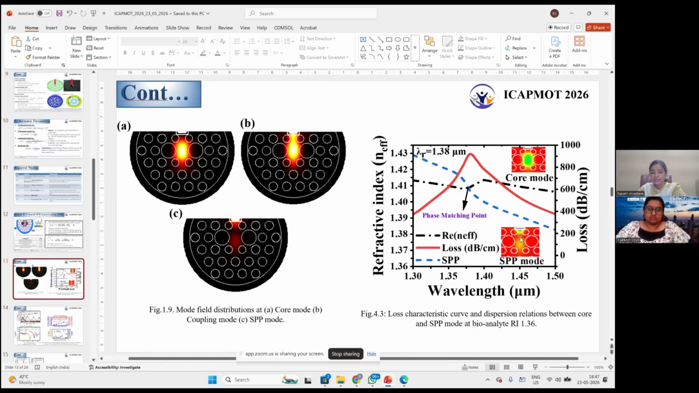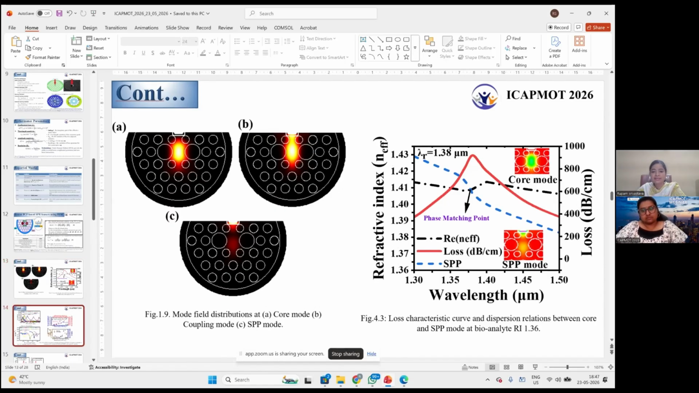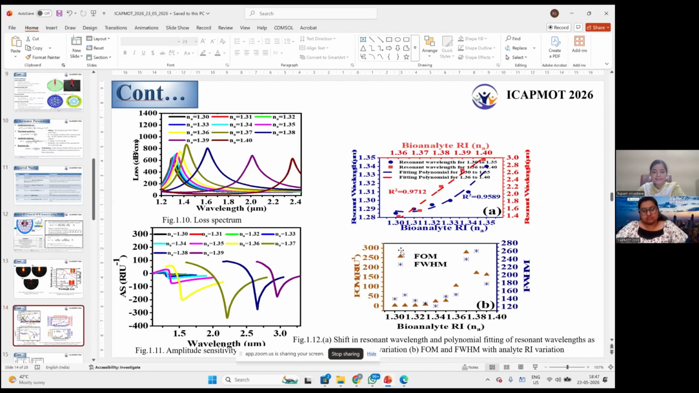And figure 4.3 indicates the confinement loss. In this figure, we can see that the maximum loss occurs at a wavelength approximately equal to 1.36 or 1.37 micrometer. This wavelength is called the resonant wavelength, at which the surface plasmon phenomenon takes place. So these are the different results of the same proposed work for different analytes, that is, analytes ranging from refractive index 1.30 to 1.40.